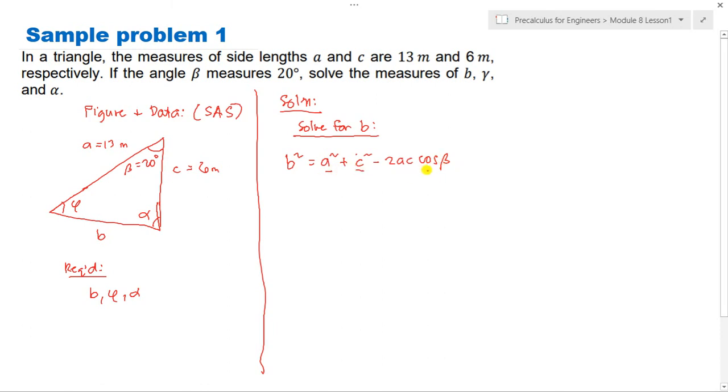So since given man si A, si C, o si beta, then wala problema. That is B is equals to the square root of A is 13, so that is 13 squared plus C is 6 squared minus 2 times 13 times 6 multiplied by the cosine of 20 degrees. So just take the positive, the principal root. That is 7.64, approximately 7.64 meters. Okay, that is for the side B.